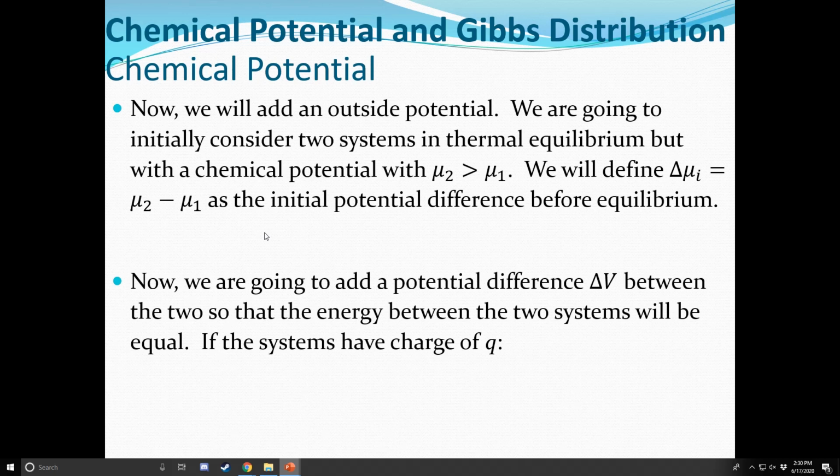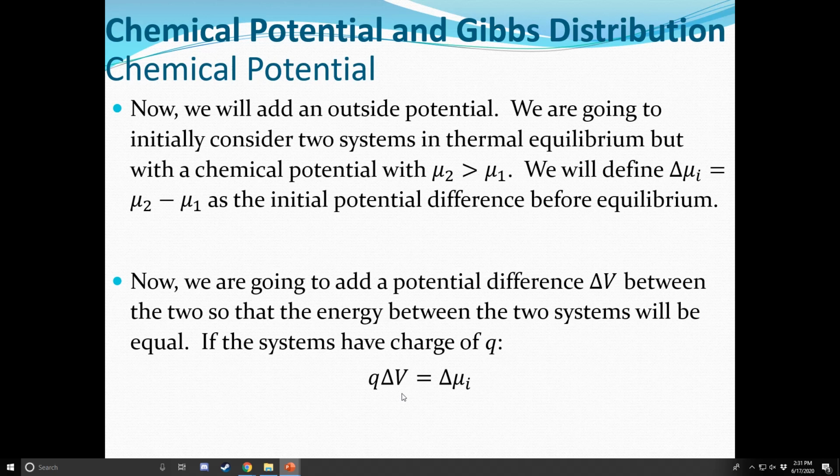All right. So, in order to actually get this chemical potential difference, in this case we're going to be talking about electrical stuff. We're going to have to add some sort of potential difference so that the two systems will end up being equal. So what we're going to say is that the chemical potential difference is equal to Q delta V. This comes from the amount of energy needed to move a particle across a potential difference. So that's really what this is.